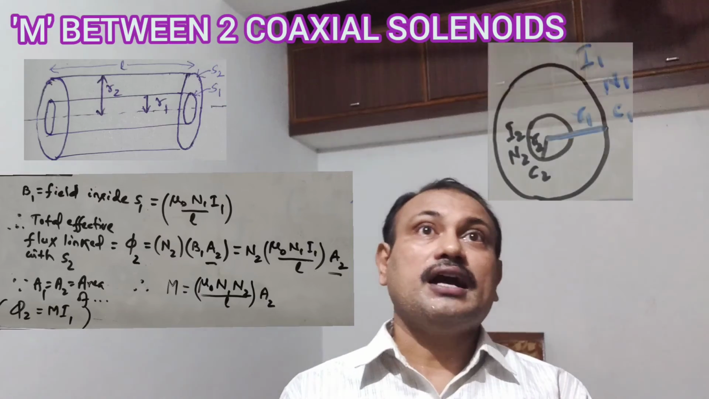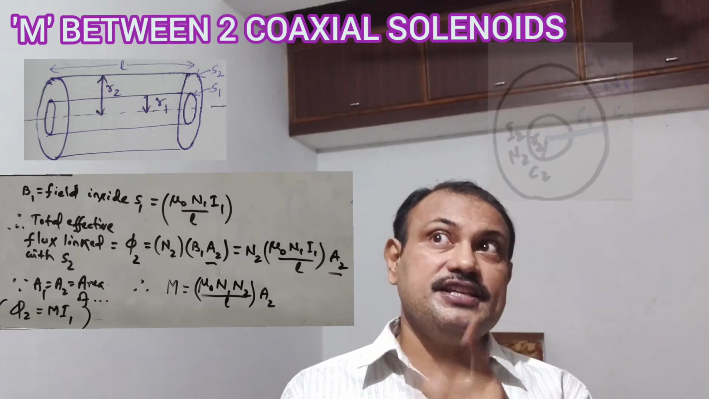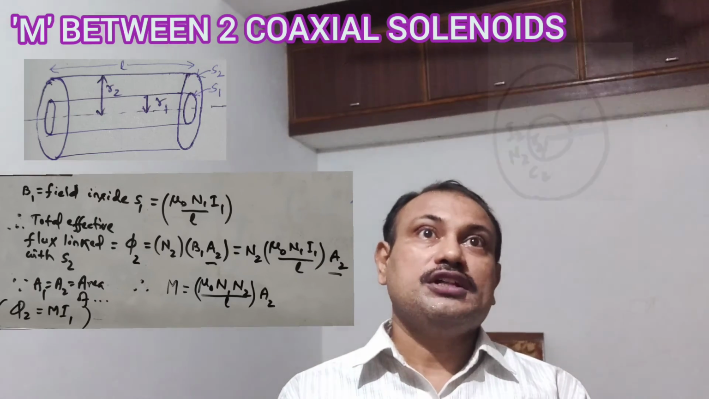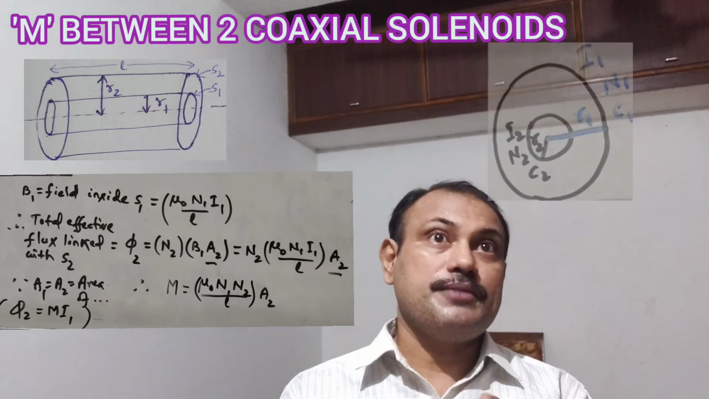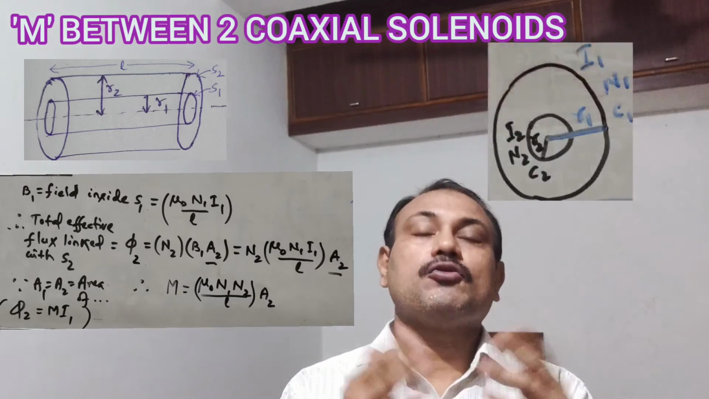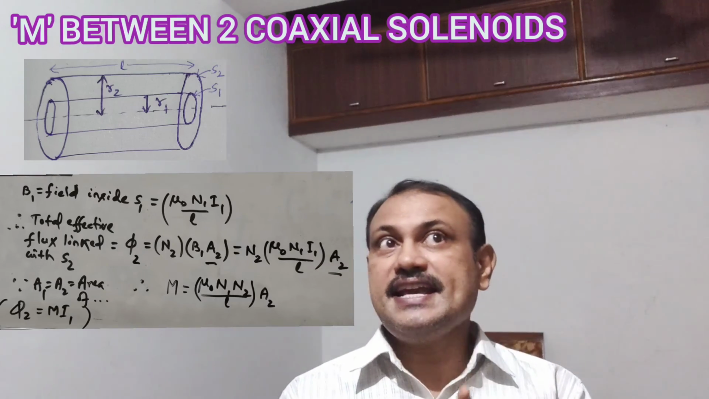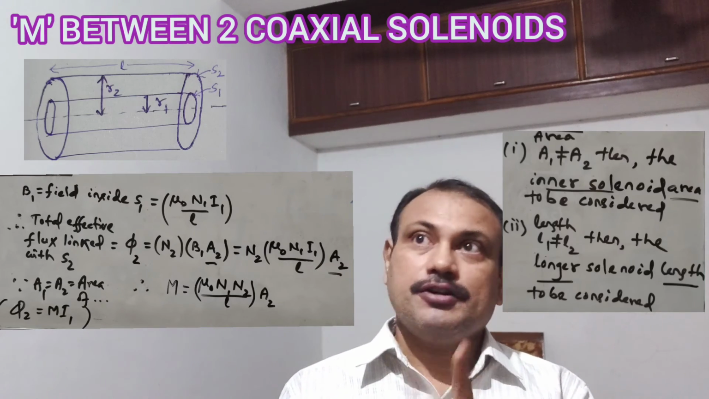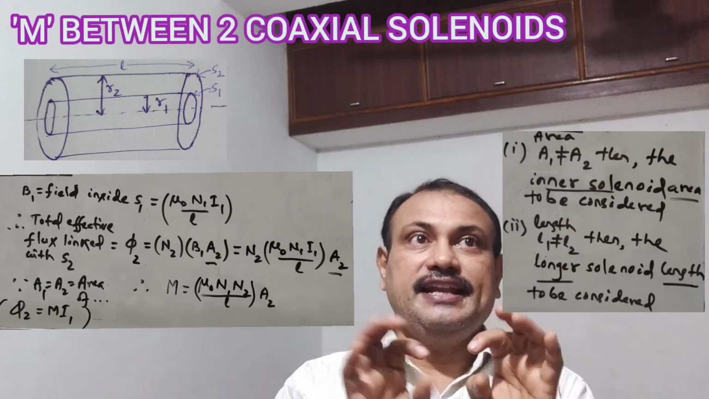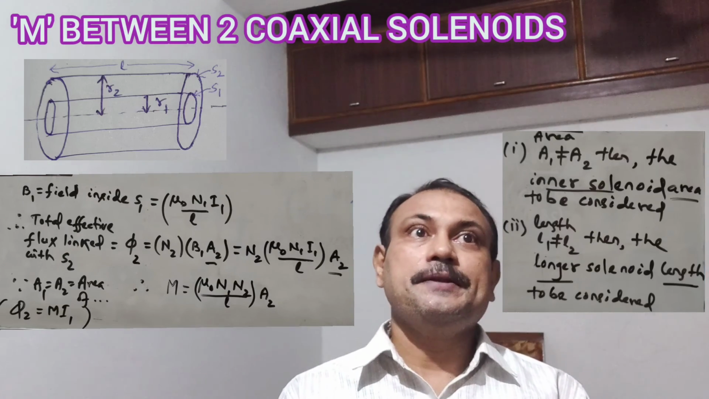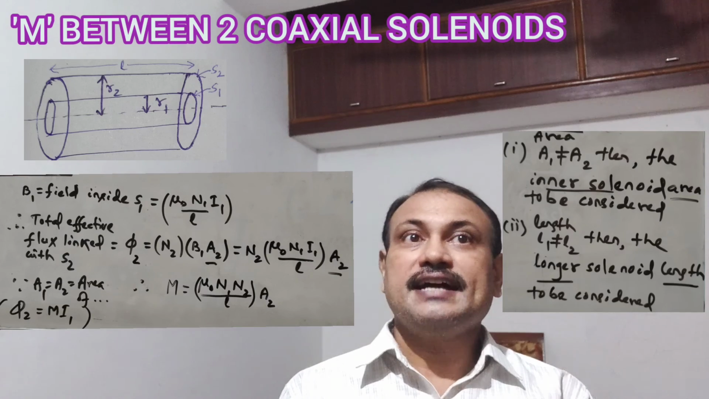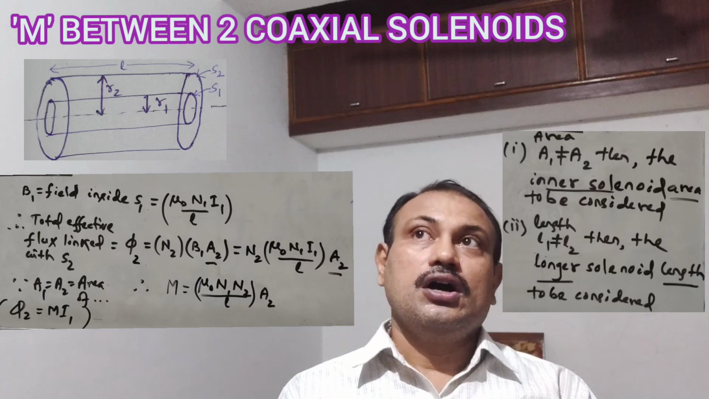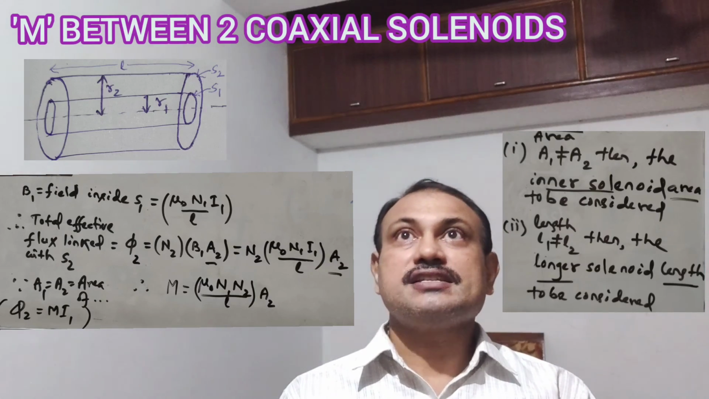And if you carefully mark, the inner and outer radii in these two pictures are interchanged. It is to ensure that the mutual induction does not depend on which one you are taking as primary or which one you are taking as secondary. But in case the areas are different, then the inner solenoid is taken for calculations. And if the lengths are also different, then the longer solenoid length has to be used in the formula. We will discuss some more supplementary discussions about this in our subsequent class.